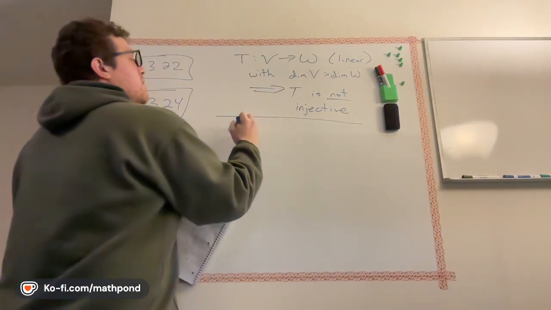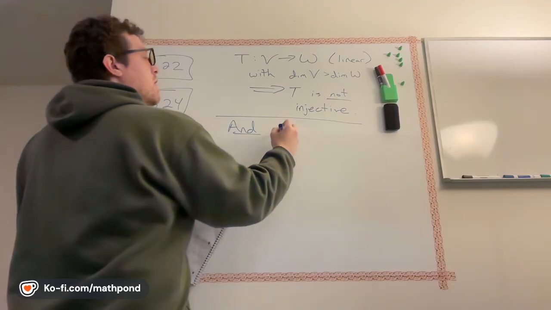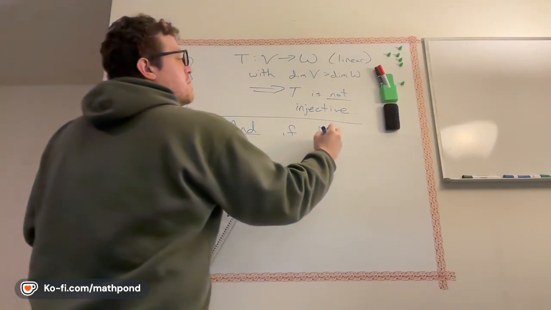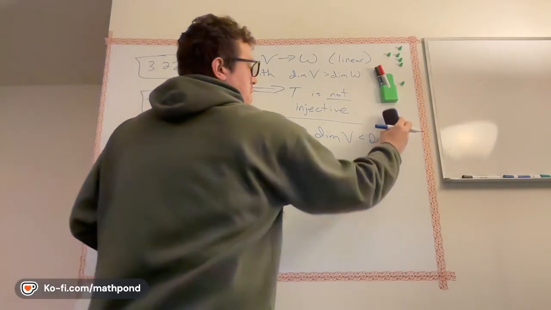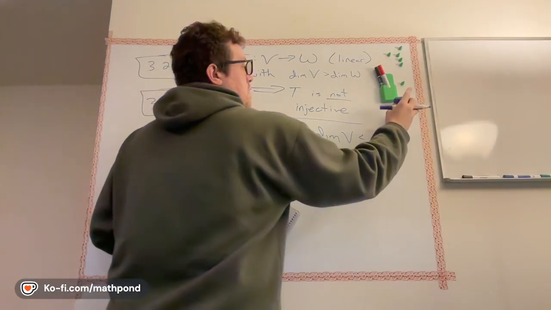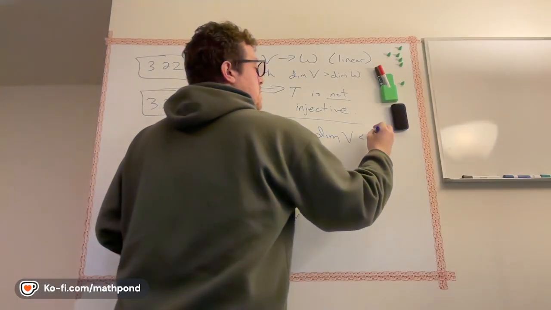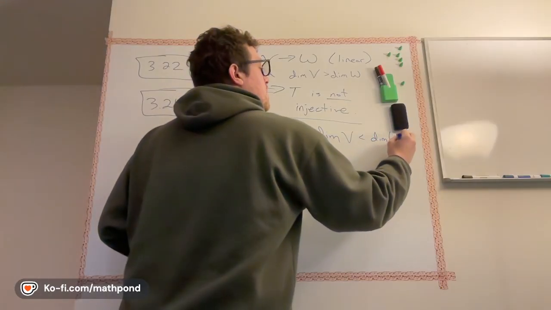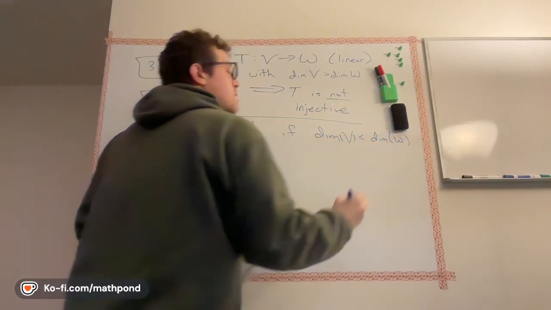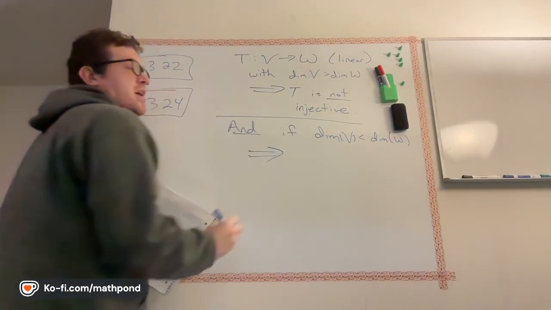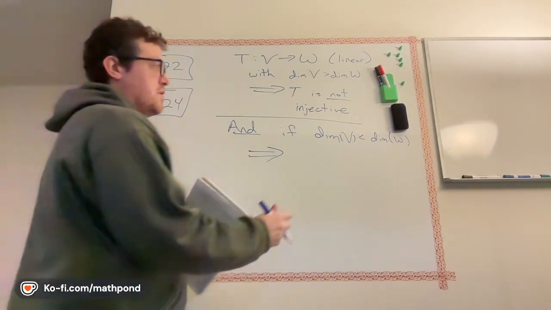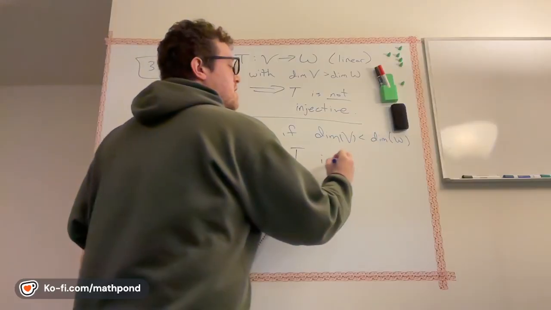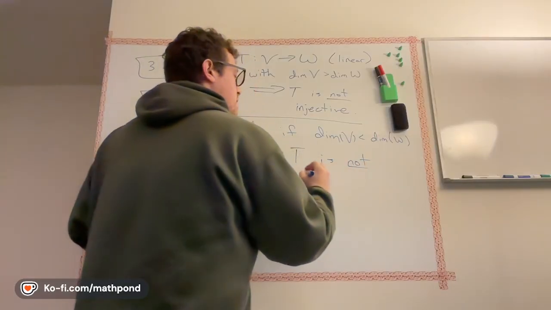Okay, and if the dimension of V is less than the dimension of W, then there's no way for T to be surjective. So the other way. So T is not surjective.